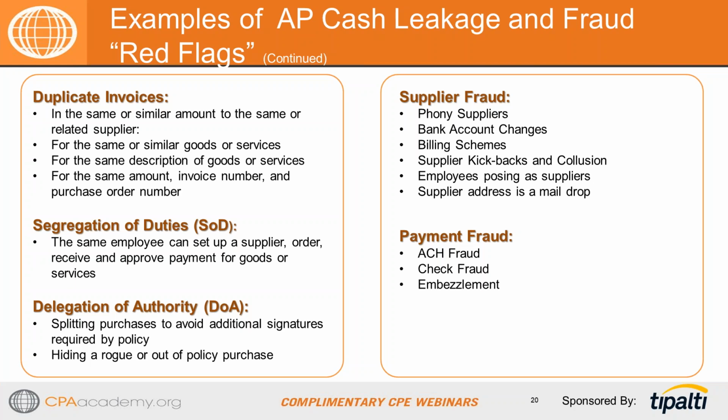And then my segregation of duties example is the same employee can set up a supplier, order, receive, and approve payment for goods or services and cover their tracks from an accounting perspective, possibly with a phony journal entry. Delegation of authority: sometimes we hear about rogue spending, and this is an issue to pay attention to.